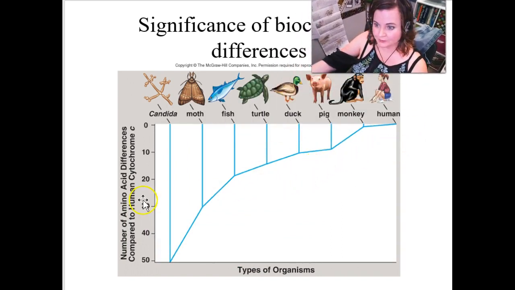And you can see here numbers of differences. And then you have on the x-axis these different organisms. And you can see how humans and monkeys, all primates, have very few differences. And then as you move your way down here to yeast, which is way down here, you have a lot more differences, right? So again, showing relationships, showing how closely related the DNA is of one organism to another. All right, so that in a nutshell is going to be our evidence of evolution.